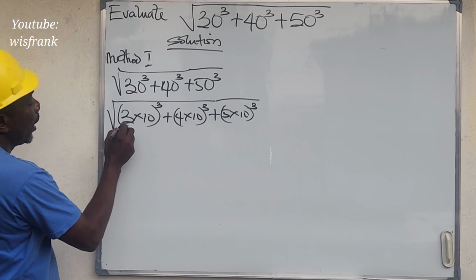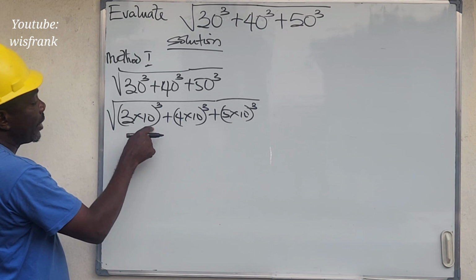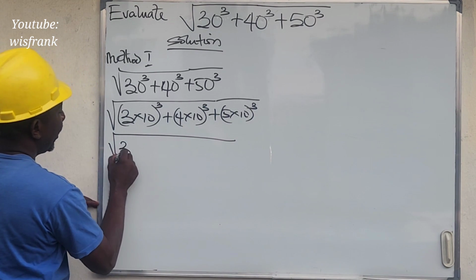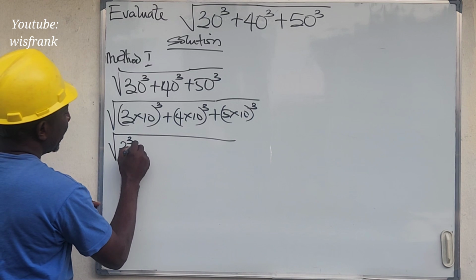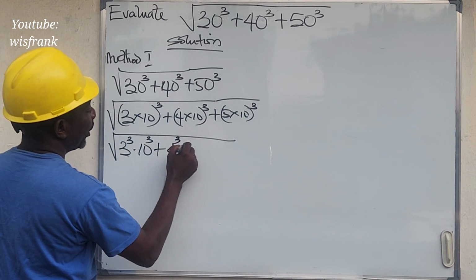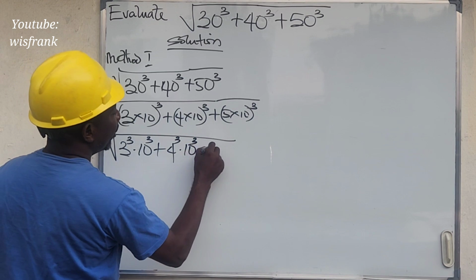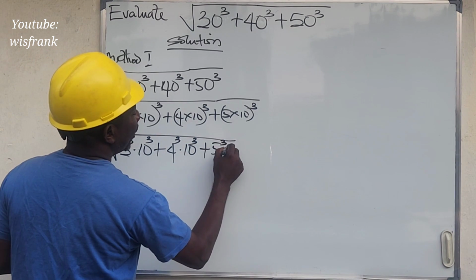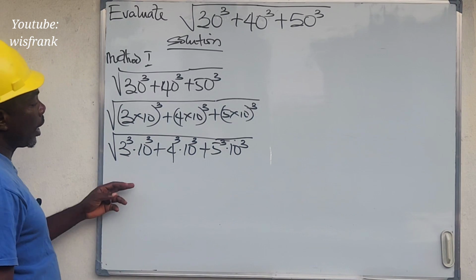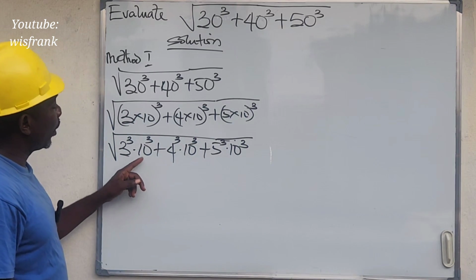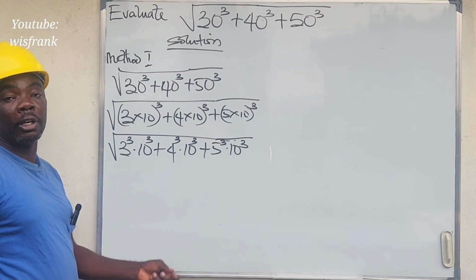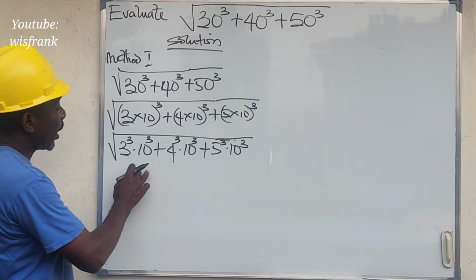So here in indices, we can separate this. By so doing, this will give us the square root of 3 to the power of 3 times 10 to the power of 3, plus 4 to the power of 3 times 10 to the power of 3, then plus 5 to the power of 3 times 10 to the power of 3. So this is what we have. And you can see that we have 10 to the power of 3, 10 to the power of 3, and 10 to the power of 3. So they are common, so we can factor it out.